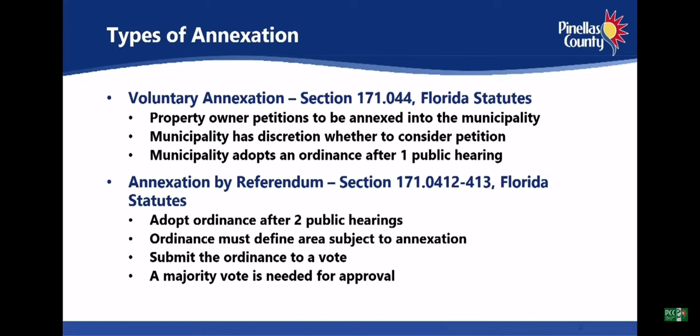Interestingly, the municipality is not required to hear the petition. They have the discretion to consider the petition or to not. If the municipality decides to consider the petition, it's subject to only one public hearing.